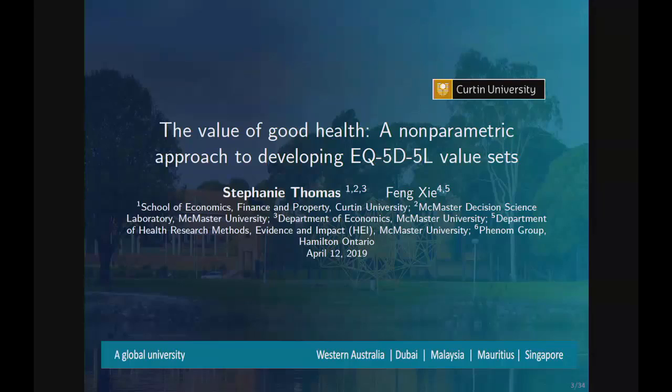The value of good health: a non-parametric approach to developing EQ-5D-5L value sets. So value sets are the set of values we might assign to every possible utility, or every possible health state that a person could report being in.